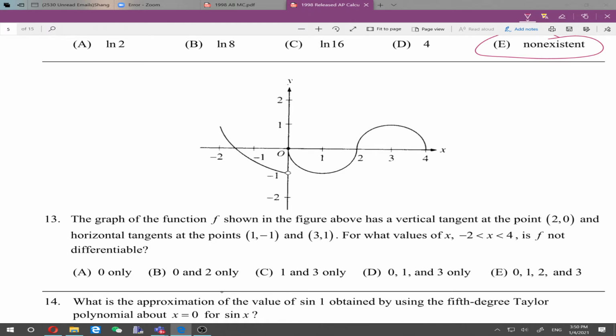Kyle, what do you think? I think it's just A. Just A, okay. 0. You're right that we are not differentiable at a. Can you give me a reason why? Because they're not approaching it to the same point.